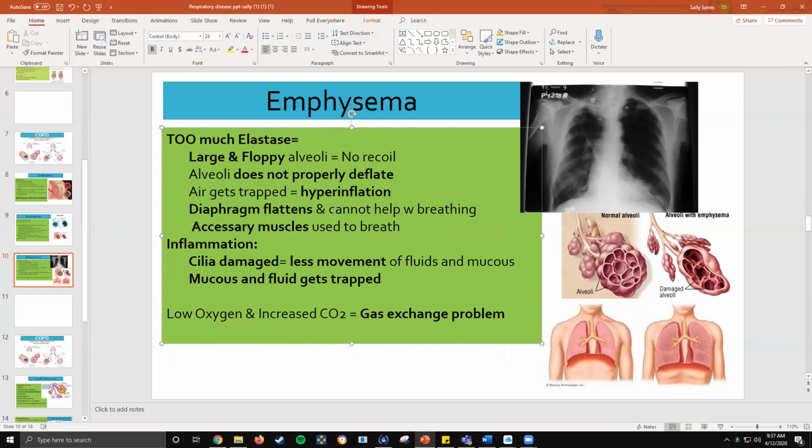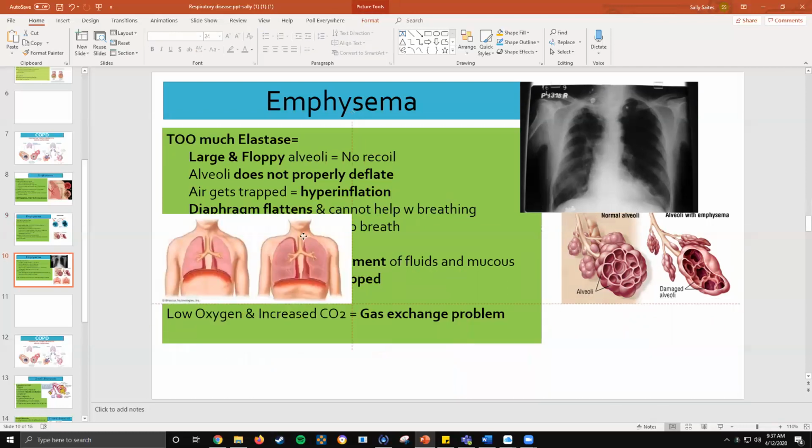Our diaphragm flattens and cannot help with our breathing, and our accessory muscles are used to breathe. With the inflammation, the cilia is damaged, like I just said, so less movement of fluids and mucus, and our mucus and fluid gets trapped. With this, we get low oxygenation, increased CO2, and gas exchange problems.